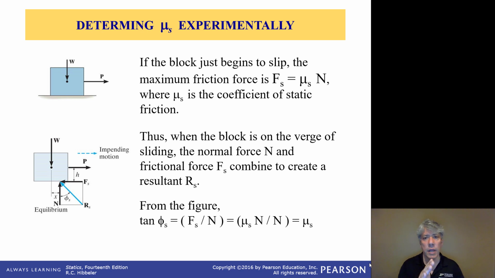Phi sub s is just the angle of the total reaction, because the reaction consists of both a normal force, that's a reaction to the weight, and a friction force, that's a reaction to the pulling force P. So you may as well combine the two into a resultant that is a reaction, right? And then from the figure, you can see that the tangent of the angle is equal to the friction force divided by the normal force. But since we're on the verge of slipping, since impending motion is where we're at, then we can replace the frictional force with the friction coefficient for static friction times the normal force. The normal force cancels, and it yields the friction coefficient.